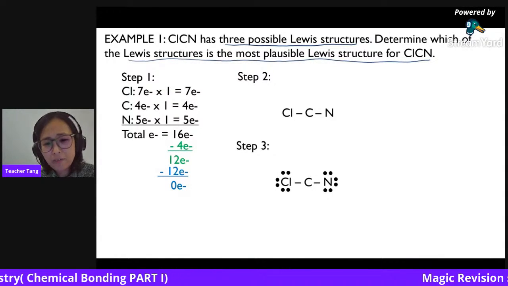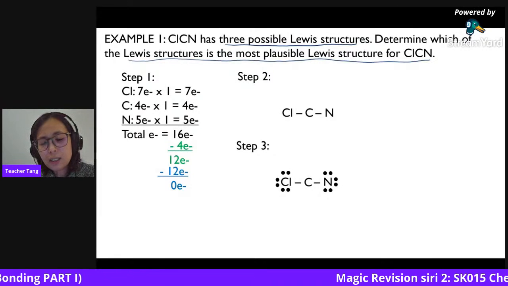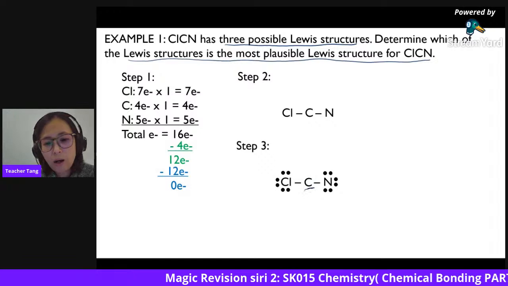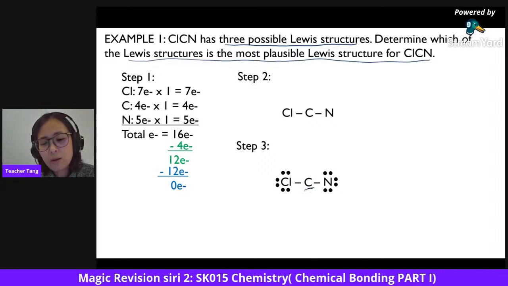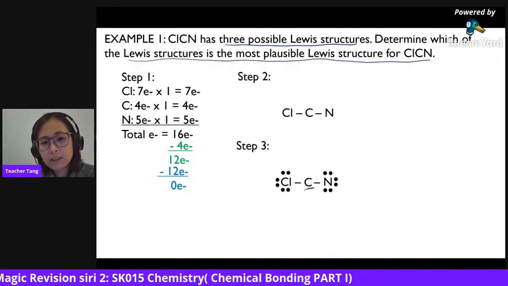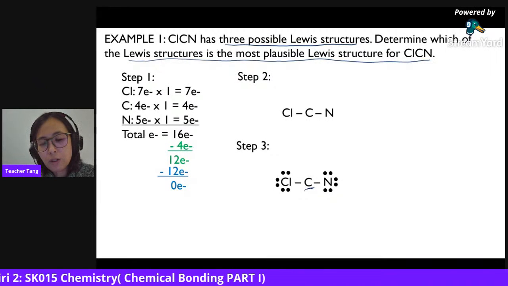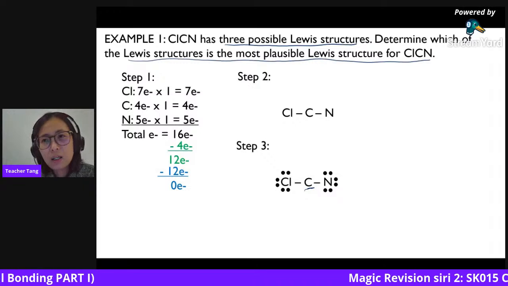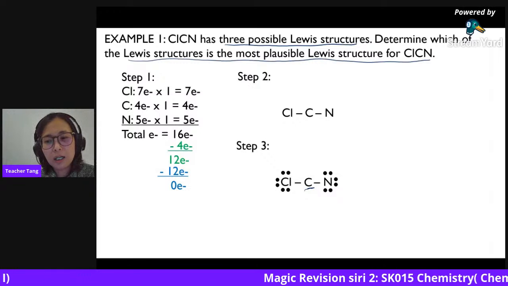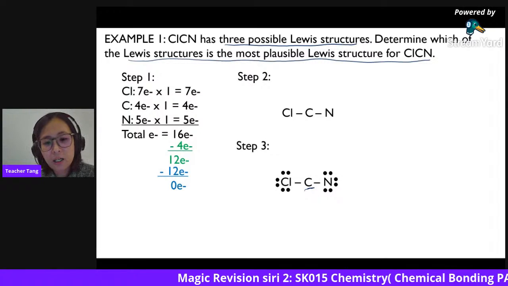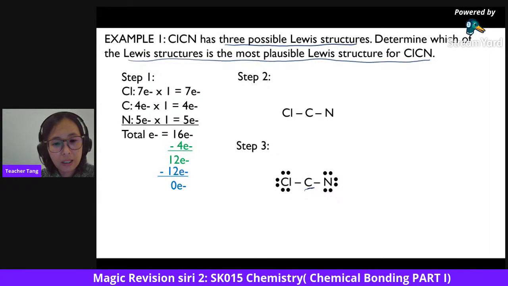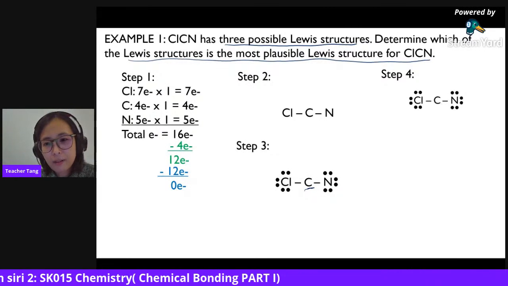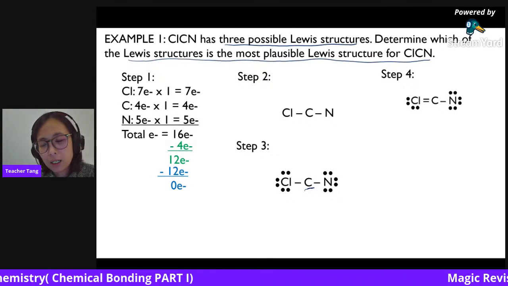But then after step number 3, can you see that the central atom carbon here is not yet octet? So how can we make it octet? Remember in step number 4, if we want to make the central atom octet, we can use the terminal atoms' lone pairs. So here we have chlorine. So we can use the chlorine lone pair, 1 lone pair, to form a double bond.